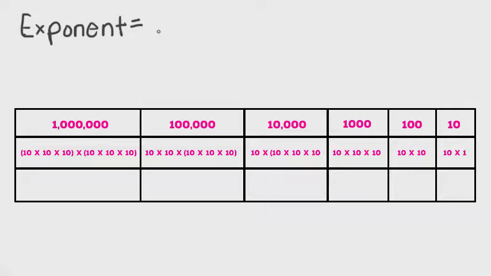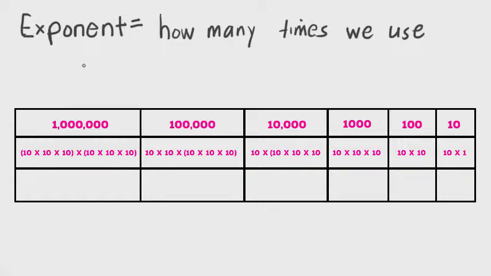So the term exponent is used to represent how many times we use a number. And in this case, it's going to represent how many times we use 10 as a factor. Okay? So in this case, exponents are going to be the number of times that we use 10. So for instance, we can say that 10 times 10 is 10 squared.